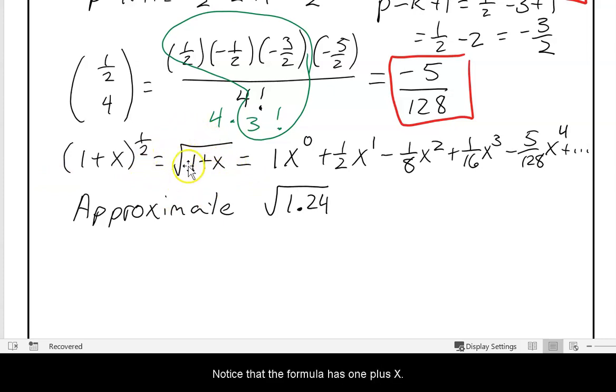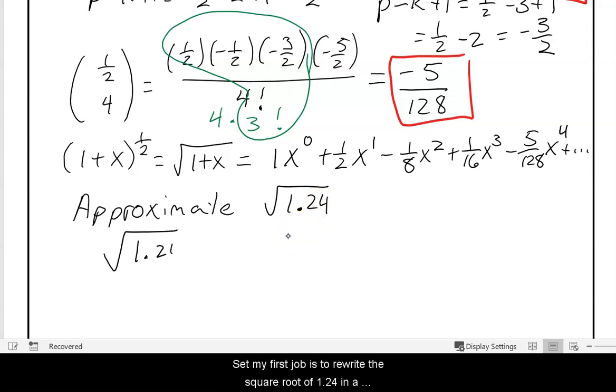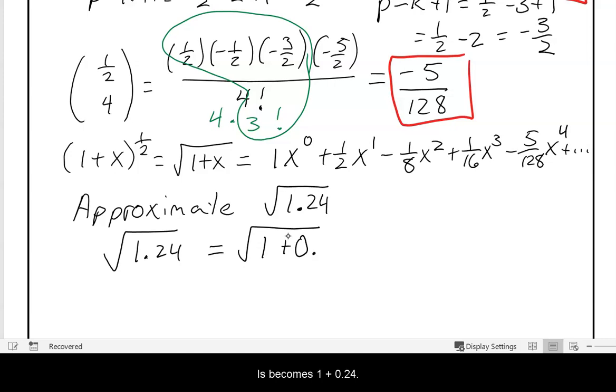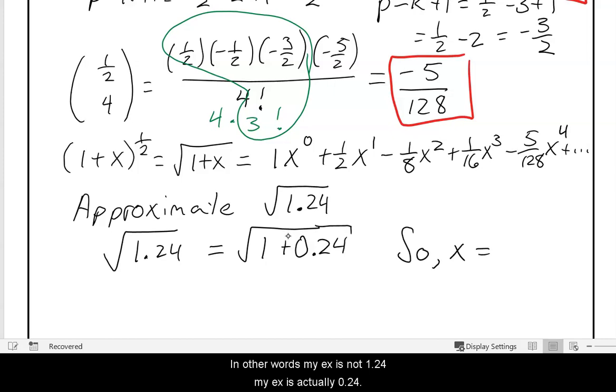Notice that the formula has 1 plus x, but the number under my radical does not look like 1 plus x. So my first job is to rewrite the square root of 1.24 in a 1 plus format. This becomes 1 plus 0.24. That will give us the value for x. In other words, my x is not 1.24. My x is actually 0.24. Since x is going to be 0.24, that means that I will replace it in all of the terms above wherever x appears.